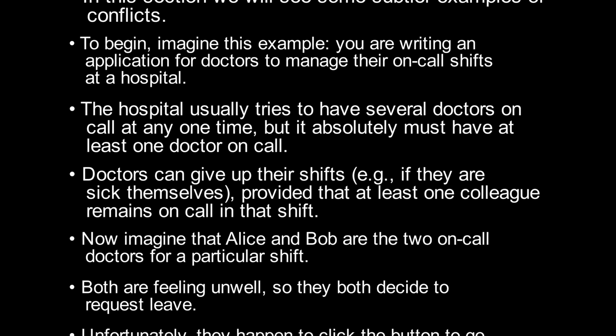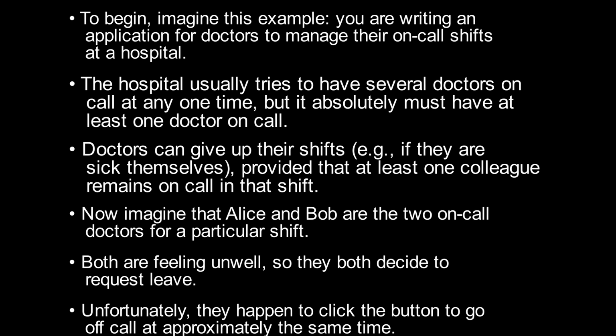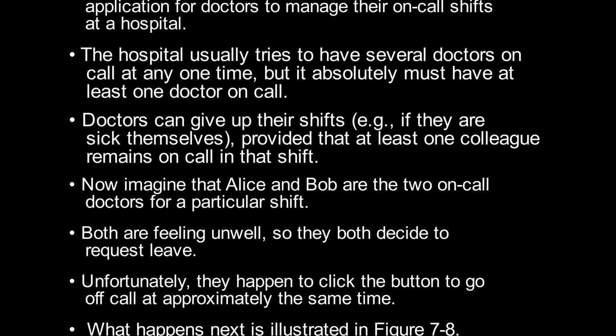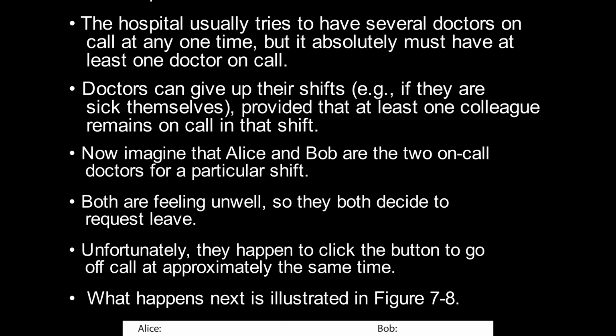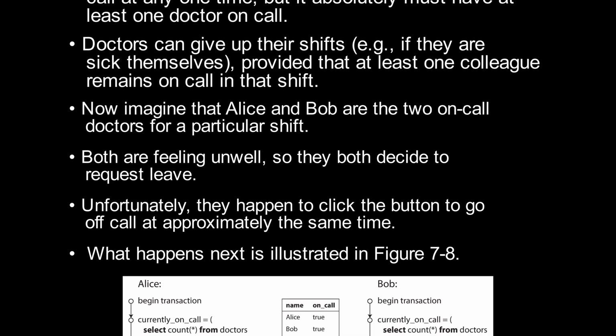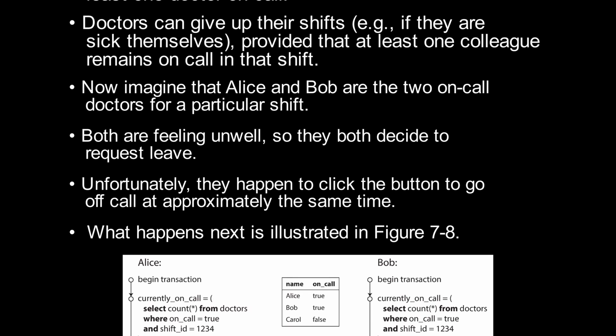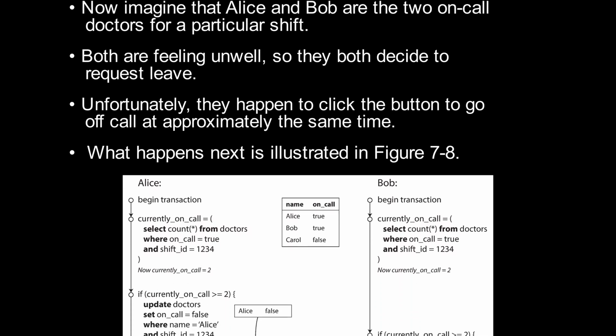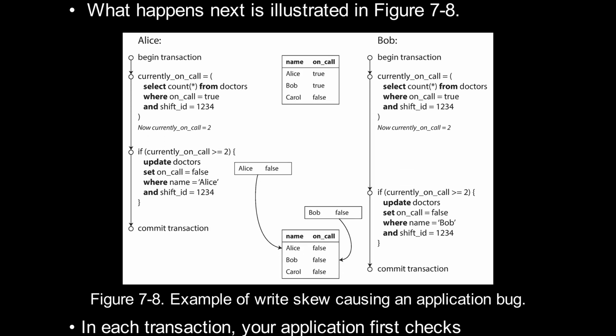Now imagine that Alice and Bob are the two on-call doctors for a particular shift. Both are feeling unwell, so they both decide to request leave. Unfortunately, they happen to click the button to go off call at approximately the same time. What happens next is illustrated in Figure 7-8. Figure 7-8. Example of write skew causing an application bug.